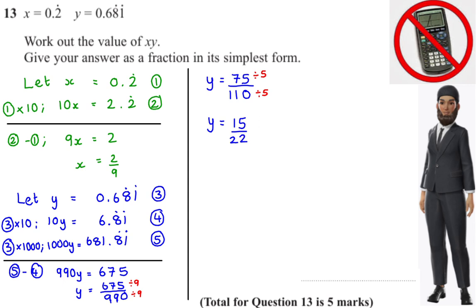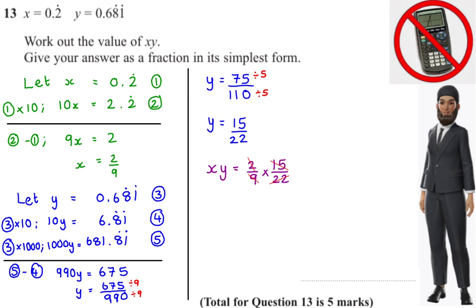Now the question is asking for the value of xy. So let's write it down then. xy: we know the value of x is 2 over 9, and we know the value of y is 15 over 22. So let's see if we can simplify this further. Let's cancel that down. Let's divide over here by 3s, and let's divide here by 2s. Let's write down what we should get then.